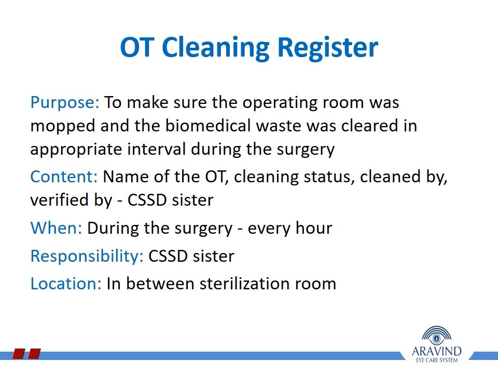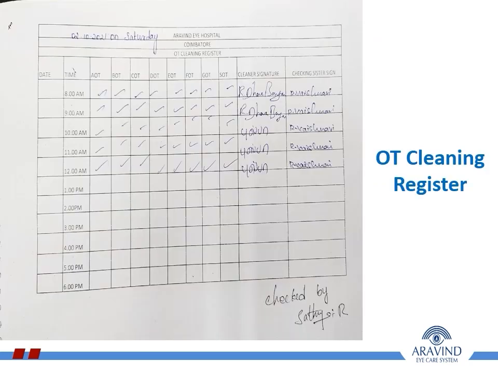Next is the OT cleaning register. The purpose is to make sure the operating room was mopped and the biological waste was cleared at the appropriate intervals during the surgery. It consists of the name of the operating theatre, cleaning status, cleaned by and verified by the CSSD staff. The entry is done during the surgery and on an hourly basis. The register is kept inside the OT and in the in-between sterilization room. Example of the OT sterilization register is shown in this picture.